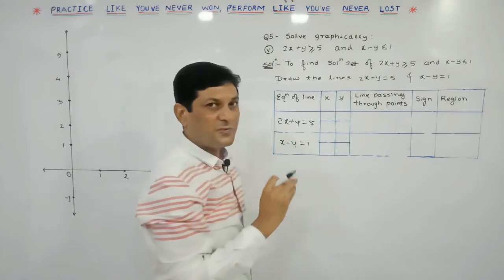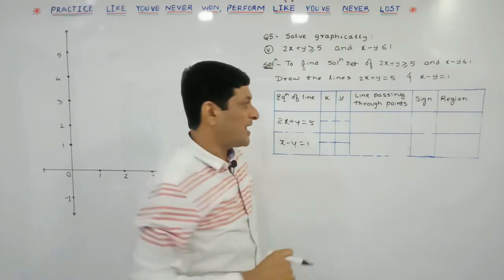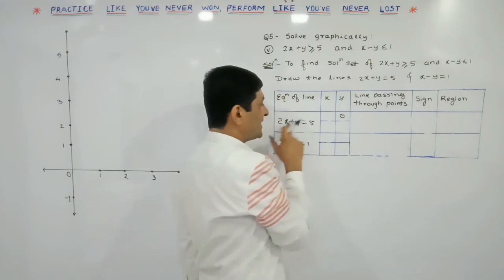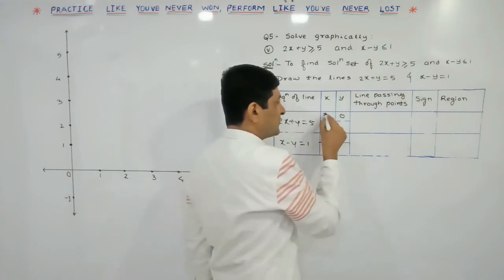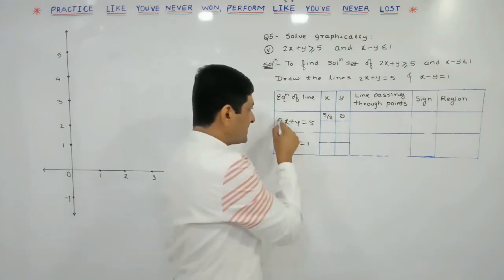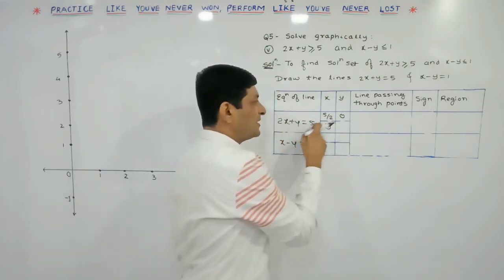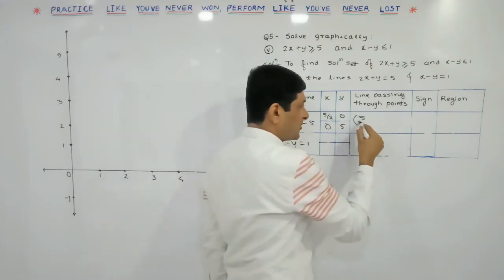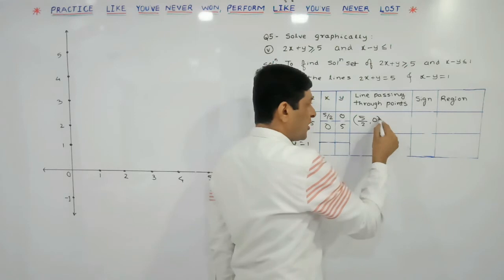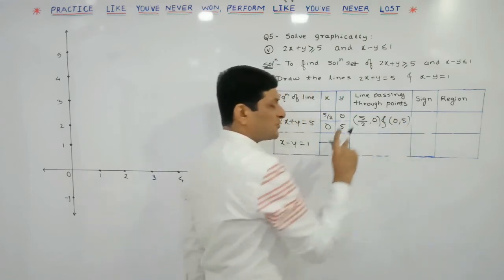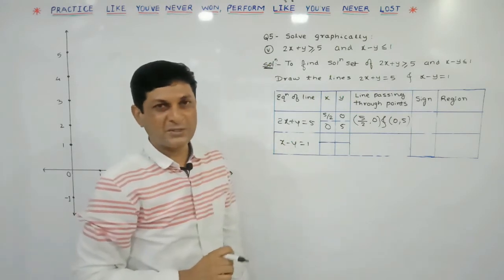We are trying to find the coordinates of points on the first line first. So if I substitute y is equal to 0 here, 2x is equal to 5, means x is equal to 5 by 2. And if I substitute x is equal to 0, then y will be equal to 5. In this way, the coordinates of the first point on this line are 5 by 2 comma 0 and the second point is 0 comma 5.